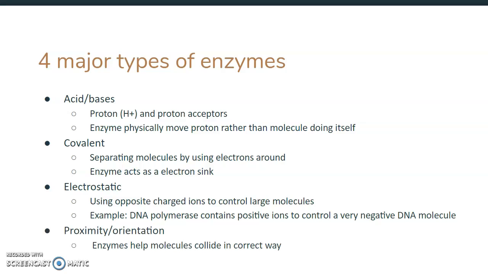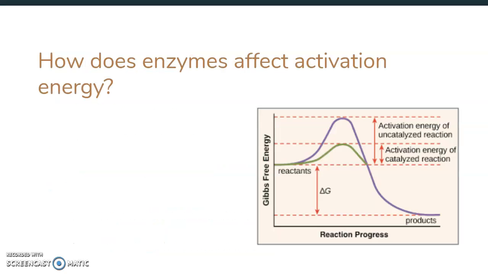And then the last one is simply proximity and orientation. A lot of the time we need to get not only the right molecules in the right area, but we need them to line up very nicely. So maybe if they hit head to head, they won't react, and they need to react side by side. So this enzyme will literally just take them and put them together. So those are 4 different types, and maybe some chemistry review that you guys may or may not know.